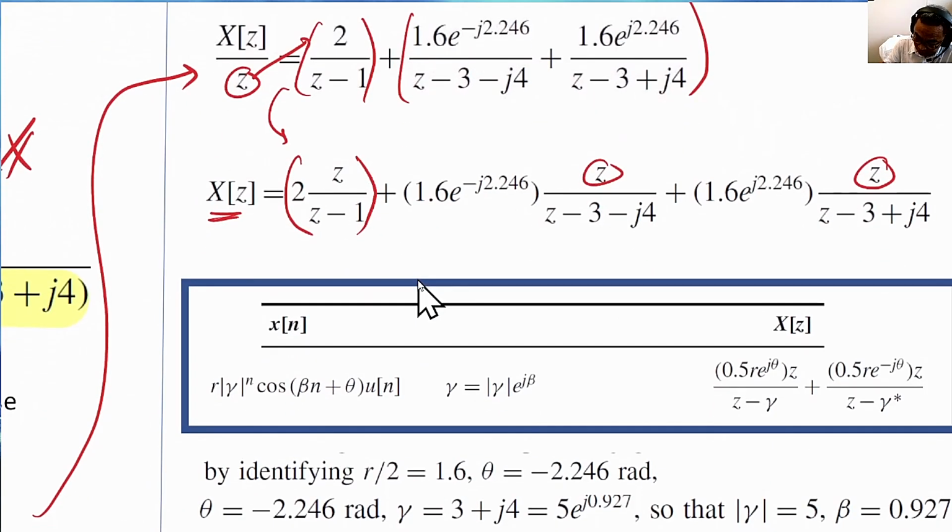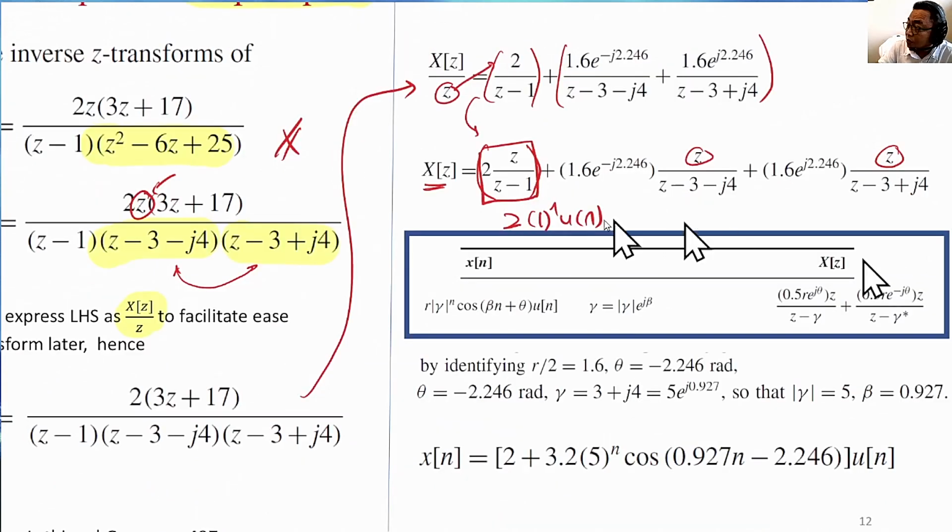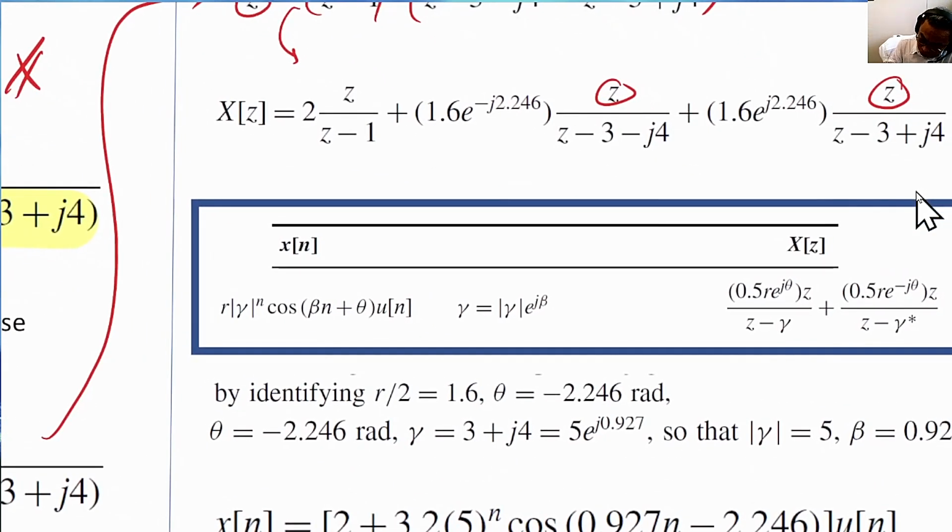So what is this expression? In h(n), it is 1 to the power of n u(n). 1 to the power of n is simply a constant, so it's 2 times the unit step. So we have 2 times unit step, so 2 here and unit step. So that's the first expression. What about this second one here? Now it's very complicated. We ask you to refer to the z transform lookup table.